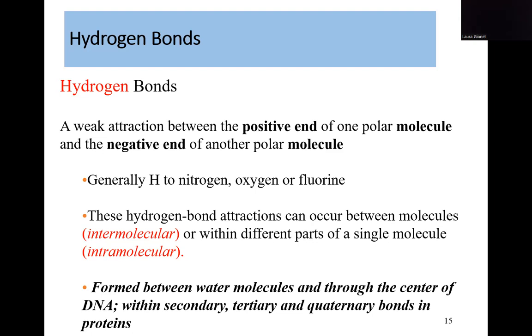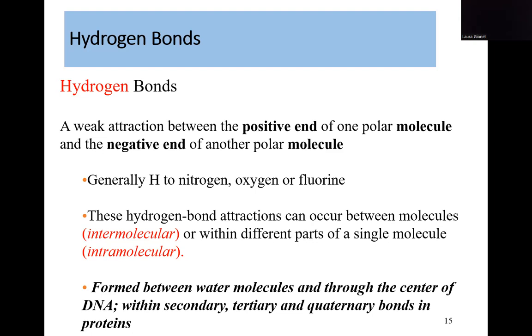Within one water molecule, you have polar covalent bonds that create the positive and negative ends of that one water molecule. But what happens when it comes across another water molecule with positive and negative ends? How will they interact with each other? Well, the negative end of one water molecule, the oxygen end, will be attracted to one of the hydrogens that has a positive charge. And that's what we mean by intermolecular hydrogen bonds.